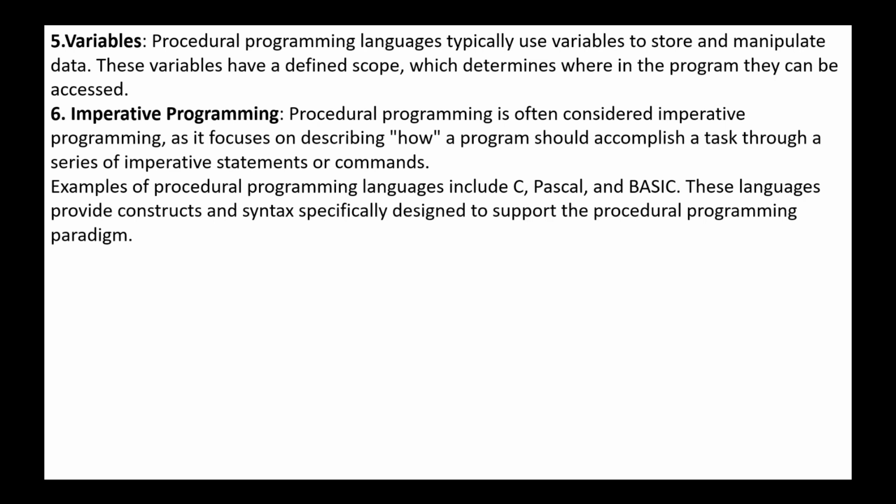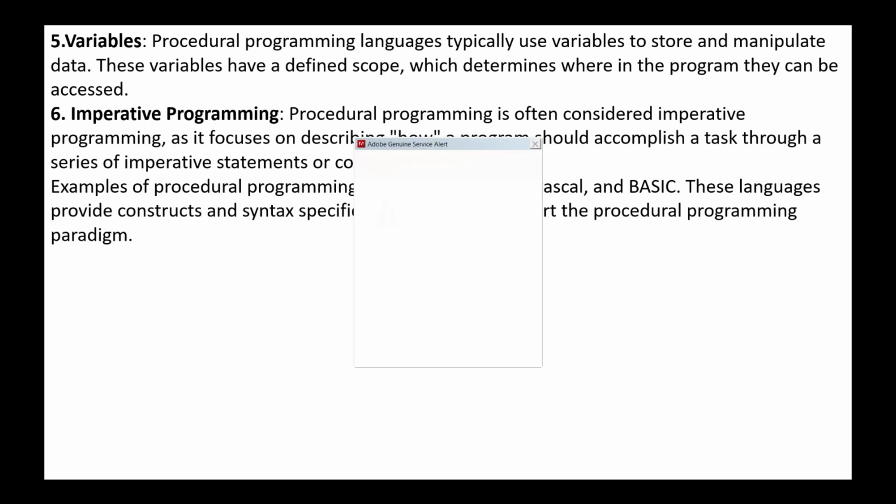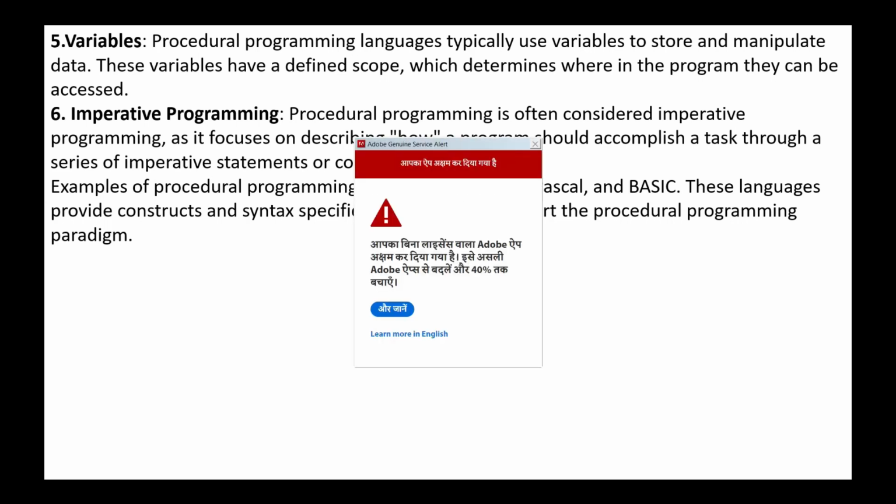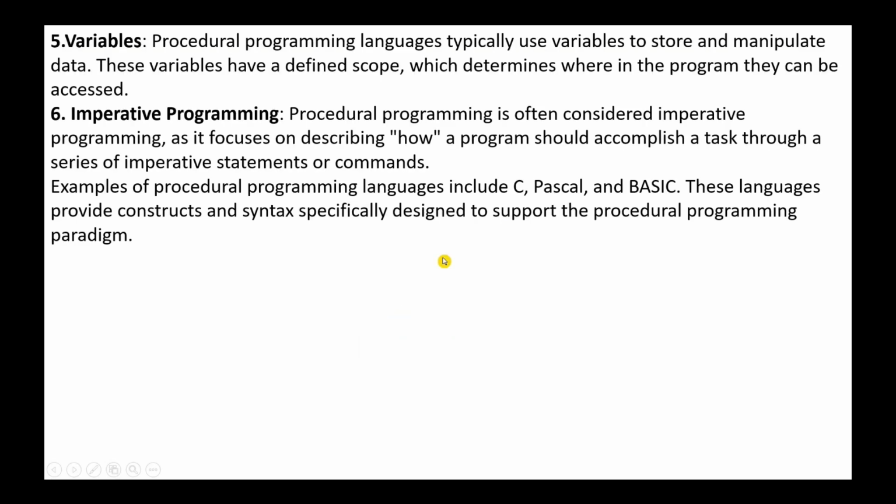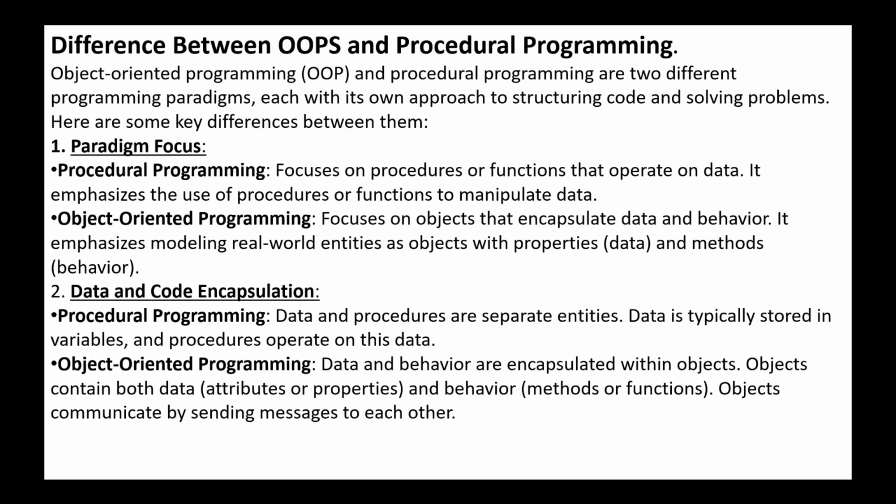6. Imperative programming. Procedural programming is often considered imperative programming, as it focuses on describing how a program should accomplish a task through a series of imperative statements or commands. Examples of procedural programming languages include C, Pascal, and BASIC. These languages provide constructs and syntax specifically designed to support the procedural programming paradigm. Let's talk about the difference between OOPS and procedural programming.